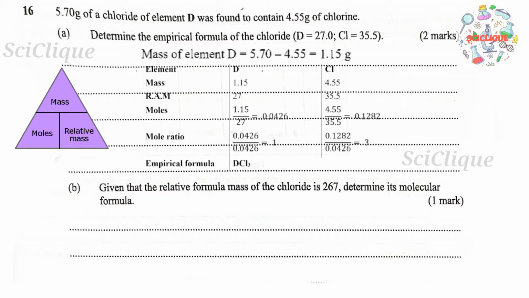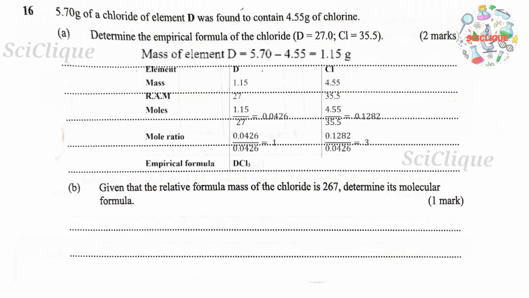For the mole ratio, we are going to look at the number of moles of D and chlorine and determine which is the smaller value. The smaller value, of course, is 0.0426. So we're going to take 0.0426 and divide it into the number of moles in both cases, in D and Cl. That gives us a mole ratio of 1:3. And therefore the empirical formula is DCl3.